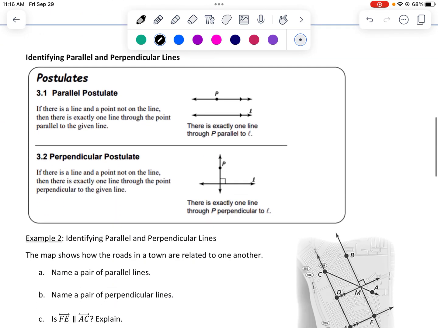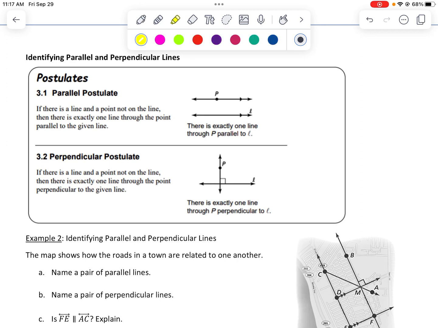So let's go ahead and look at this next page. So we have a parallel line postulate, which basically says if you're given a line and any point, you can create a parallel line. If you have a line and a point, you can create exactly one parallel line. Same thing, if you have a line and a point, you can create exactly one perpendicular line. That is the perpendicular postulate and the parallel postulate.